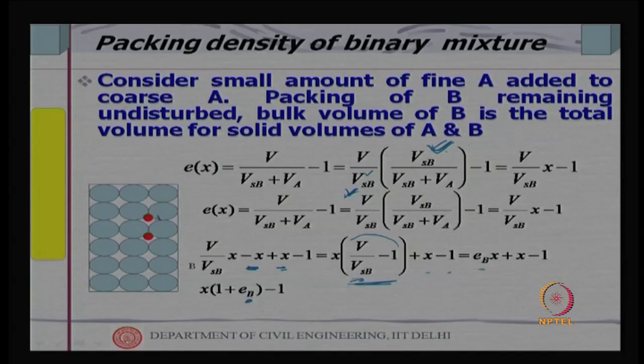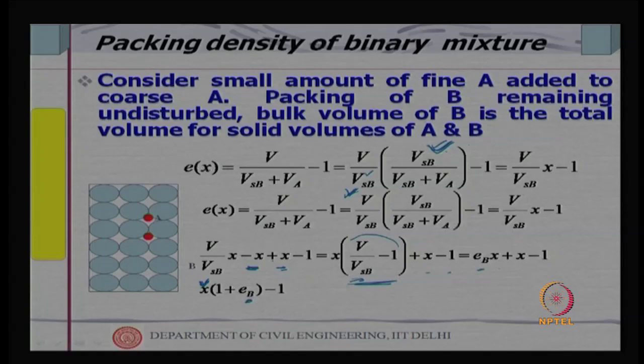So, what I get is EB x plus x minus 1, or I can write that x into 1 plus EB minus 1, which is again linearly related to x. As my x reduces, x here will be reducing, because x is the proportion of coarse aggregate in the system. So, as my x reduces, we will find that the void ratio reduces; the smaller the x, the smaller the void ratio.